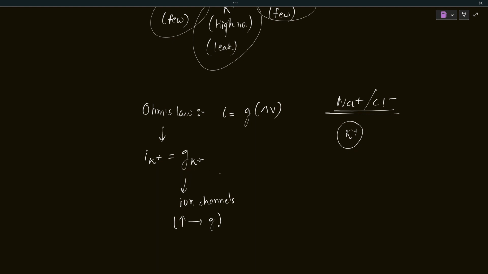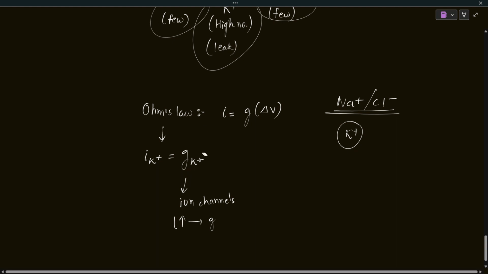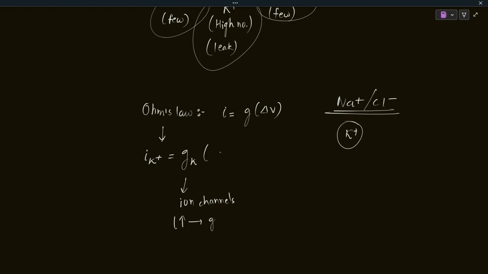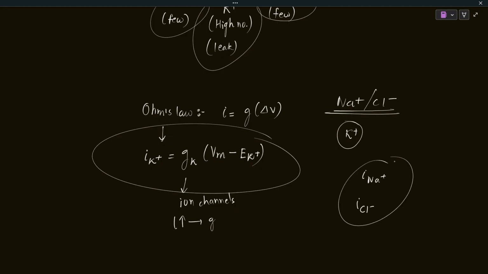The conductance is multiplied by the potential difference across the membrane. So what potential difference is there? The resting membrane potential was Vm, and now it has reached the equilibrium potential of potassium ions. By Ohm's law, we can deduce the potassium ion current. In the same way, we can deduce sodium ion currents as well as chloride ion currents, which are nearly equal to zero in the case of depolarization.